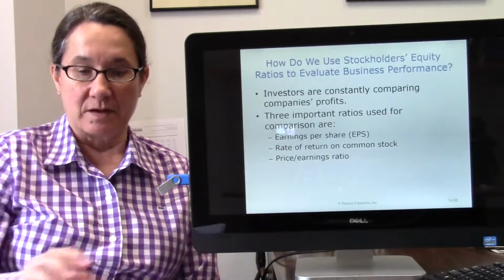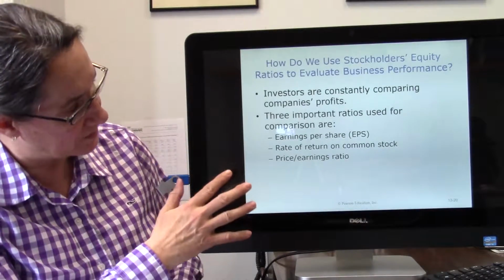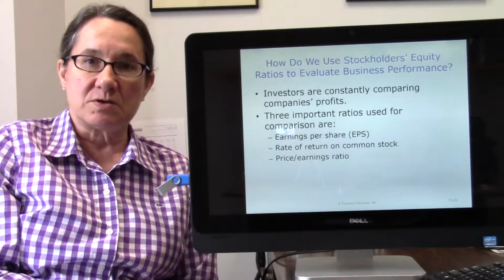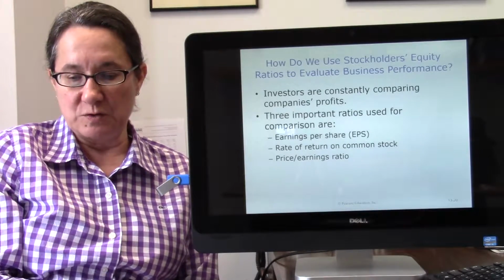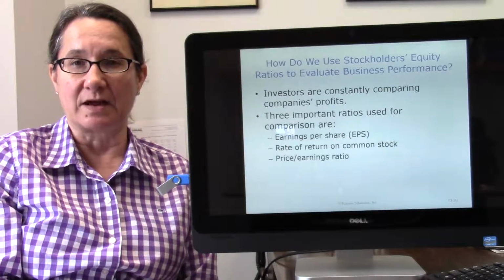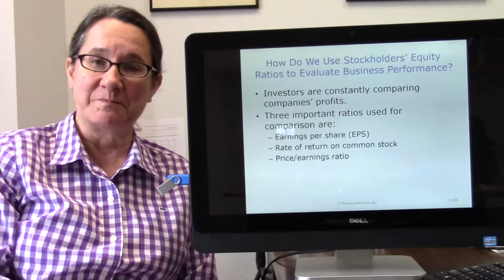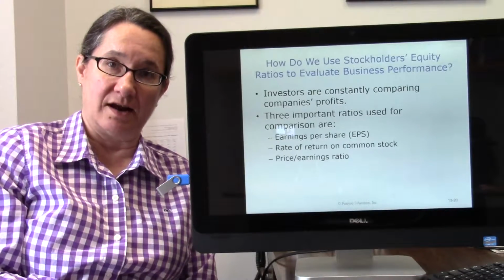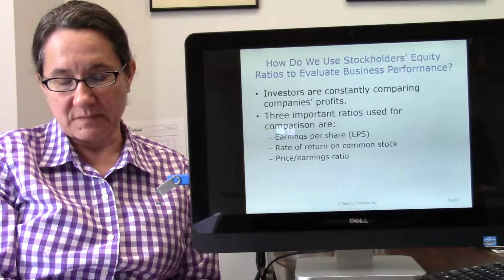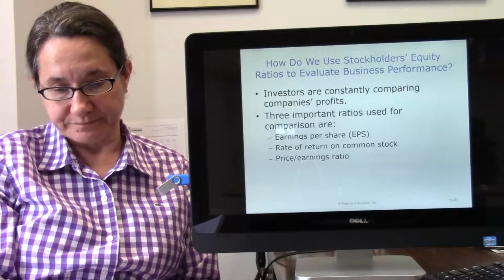All right, so how do we use stockholders' equity ratios to evaluate business performance? This is the last part of the chapter. Talk about a few ratios. These ratios we're about to talk about are frequently used by investors looking at companies, trying to decide, do I want to buy that company's stock? If I bought that stock in that company, I would have equity in them. So how's their equity? Is that a good idea? Do I want to do that? So we're going to talk about some common ratios that people use to evaluate companies.